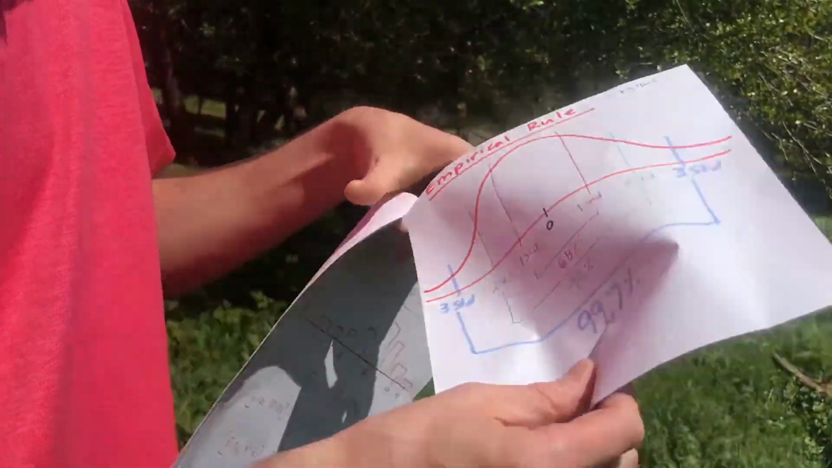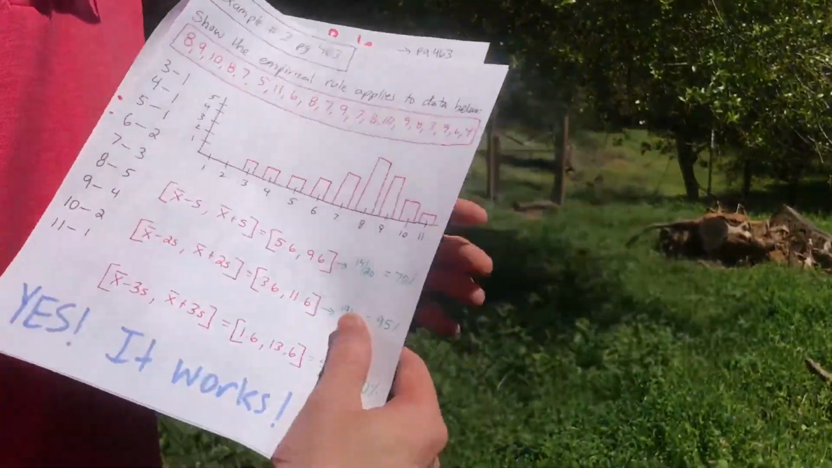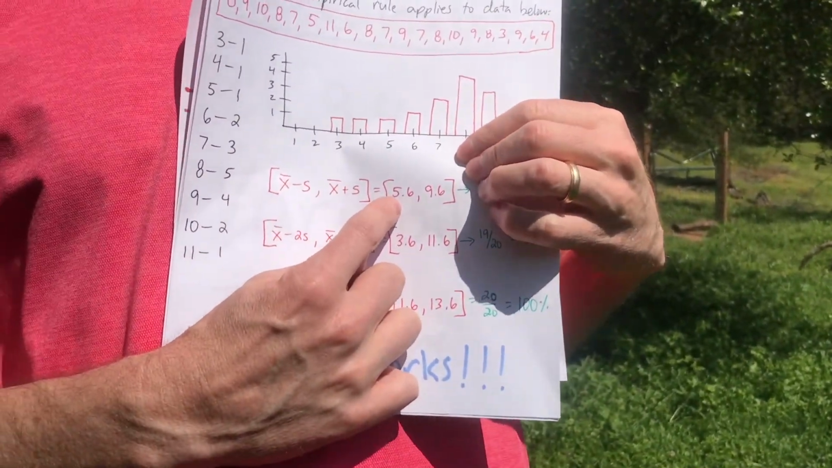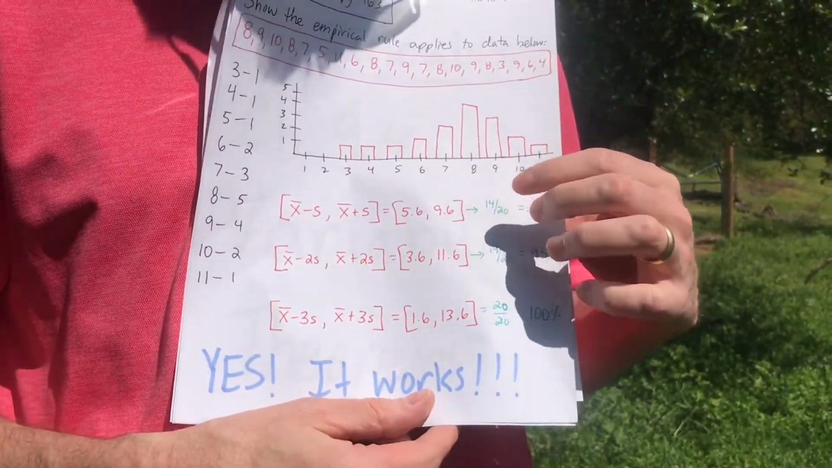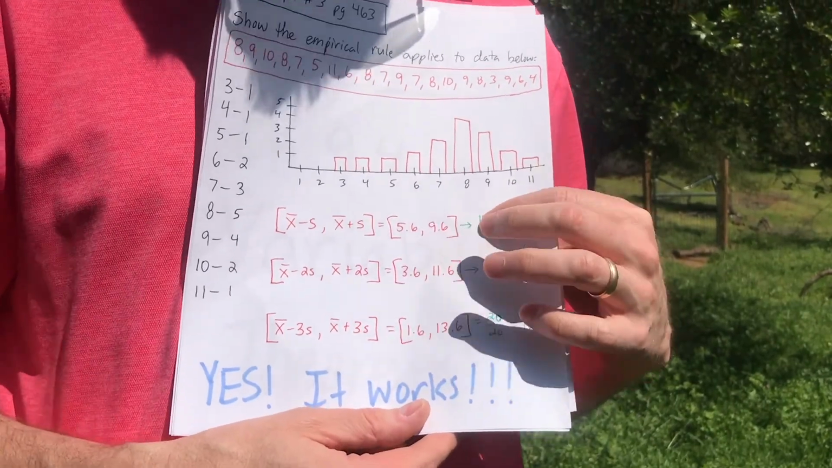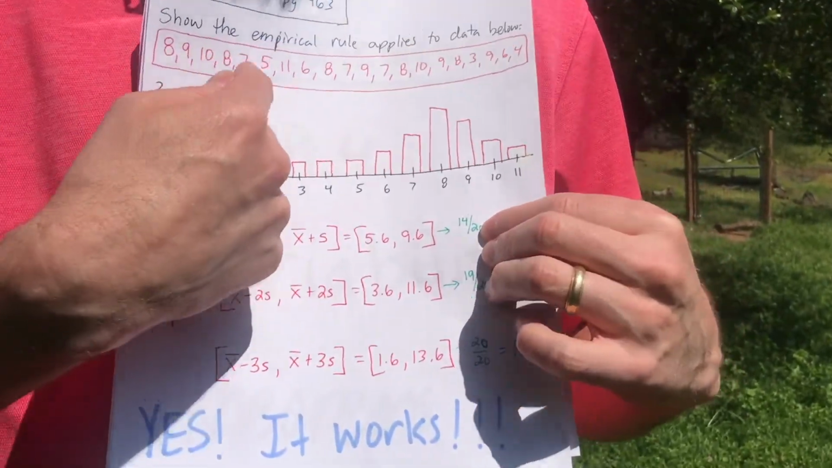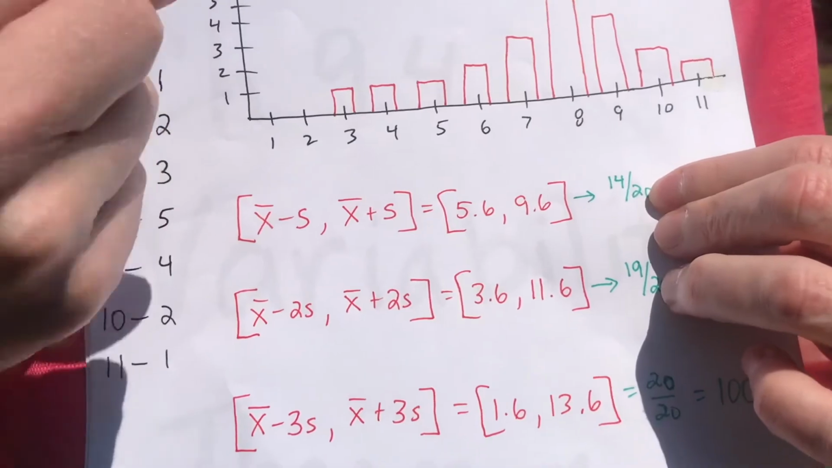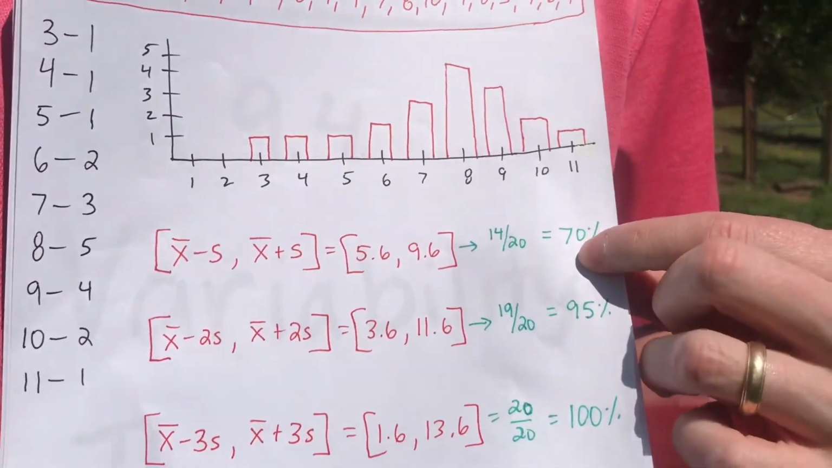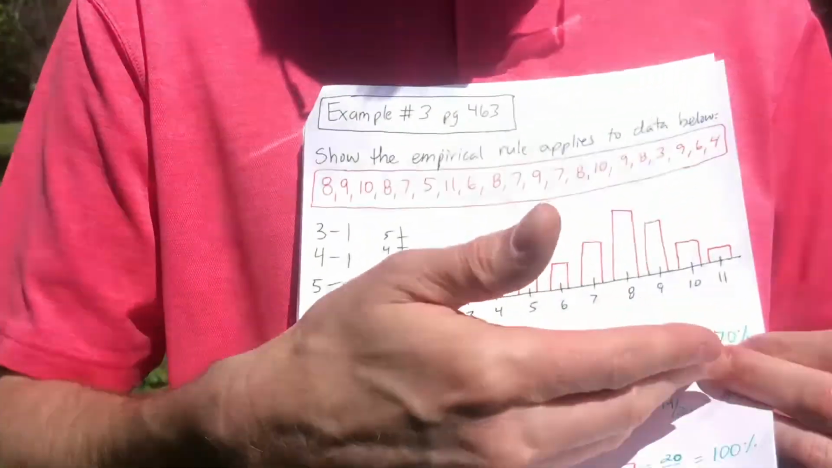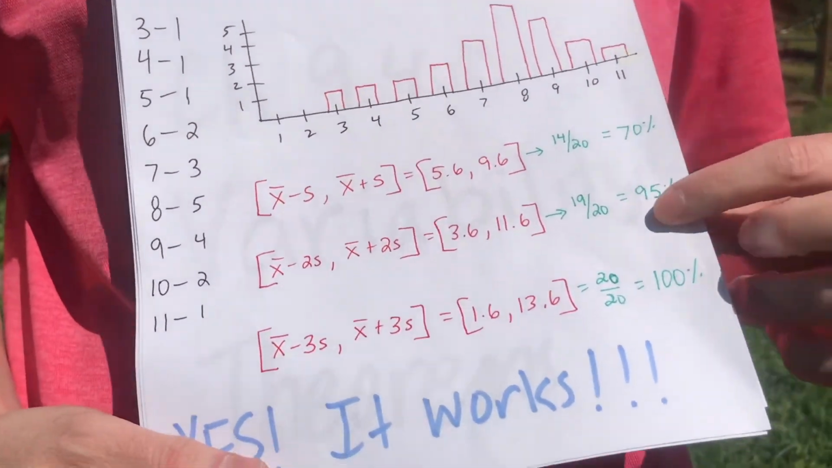If I want to say how much is in that, then when I do that, it's going to go from a low of 5.6 to a high of 9.6. Well, how much data does that get? It gets 14 of our 20 numbers, which is 70% of the numbers. Now, remember, I had to get at least 68%, and it fits. I got 70%. It's even better, 2 percentage points more than I needed.